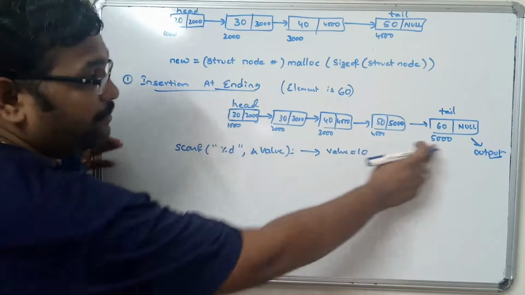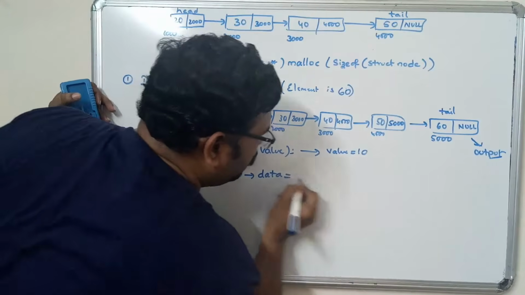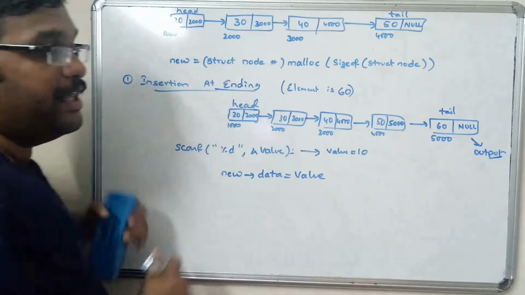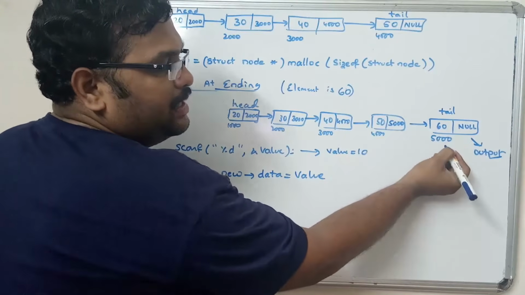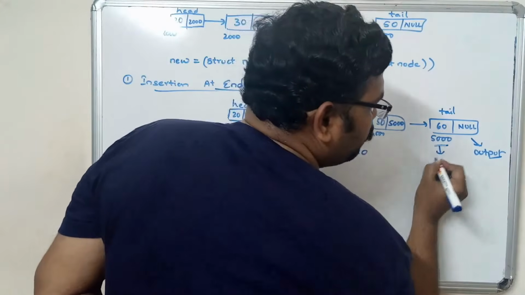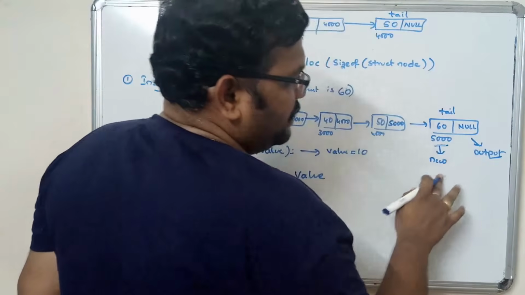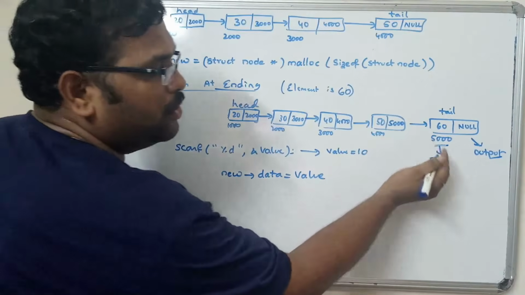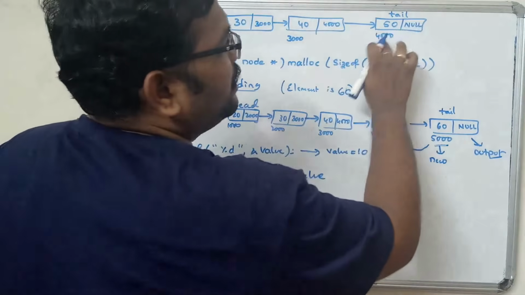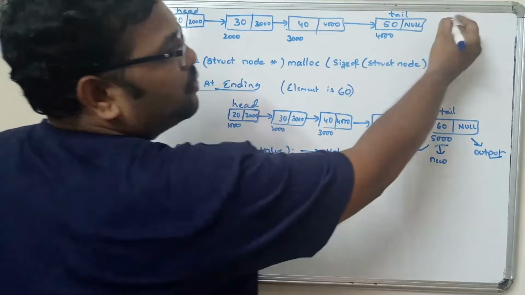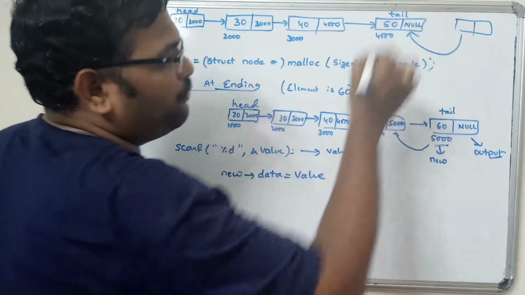Right. See, first automatically you can simply write new of data is equal to value. So automatically that will be there. Now see this position. So what is this position? This one is new address of new, right? Address of new should be placed in tail. See, initially the tail is 50. So if you want to insert a new node, this address should be placed at tail of next.